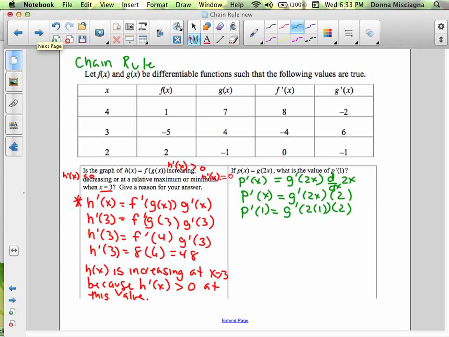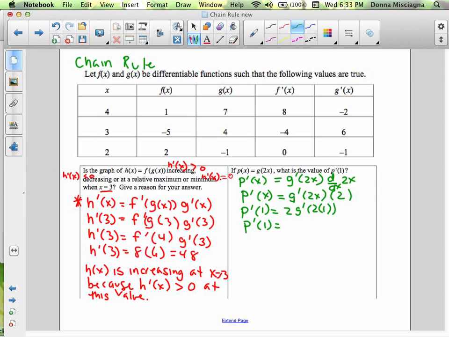We can move that 2. That would look nicer in front. So we have 2 times g prime of 2x. But now I am supposed to plug in. Once we take the derivative, then we can plug into x, right? 2x isn't going to change, because the blob doesn't change. But then we take the derivative of the blob. So I had to make sure I took the derivative before we plugged in the 1.